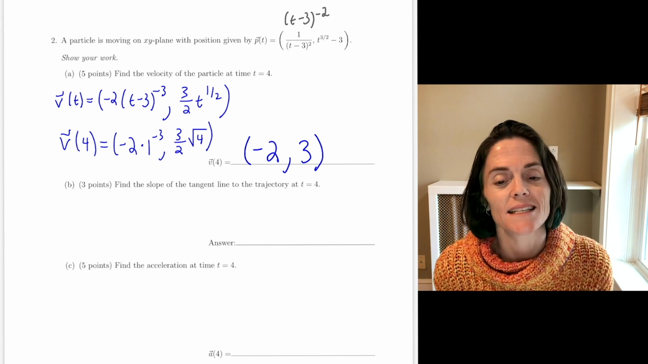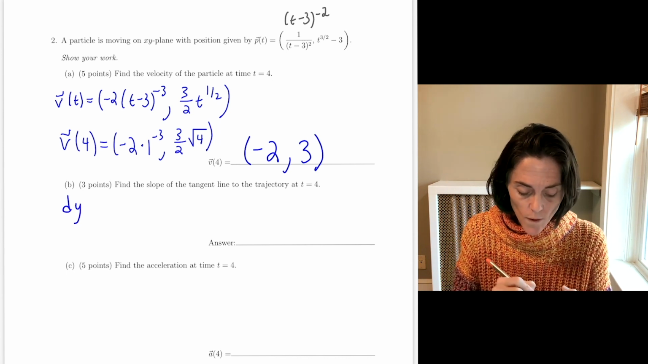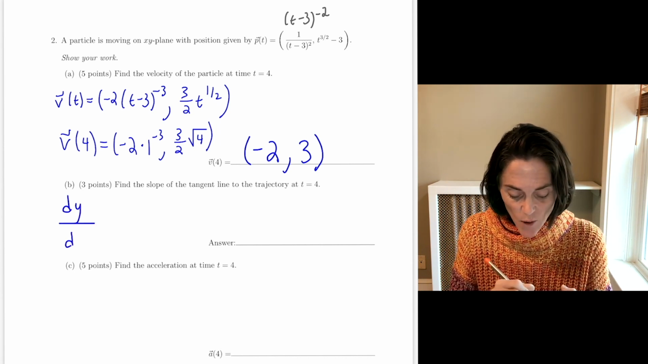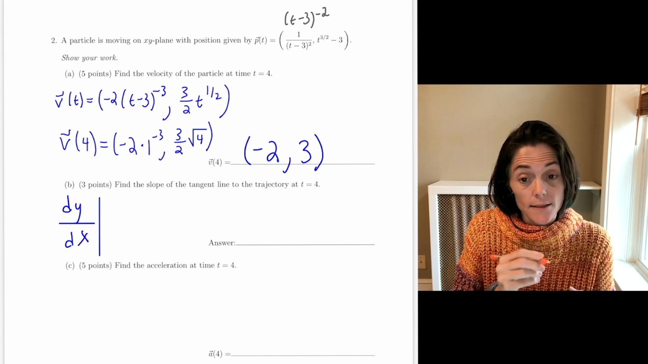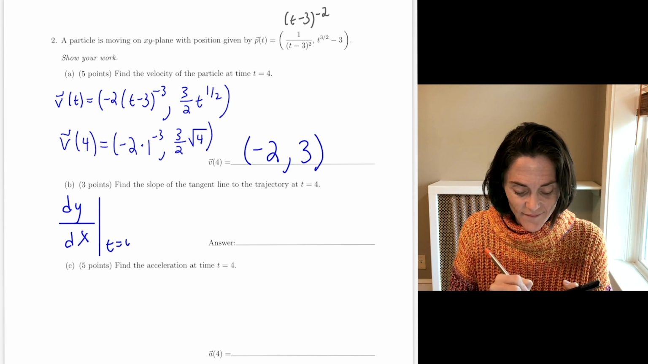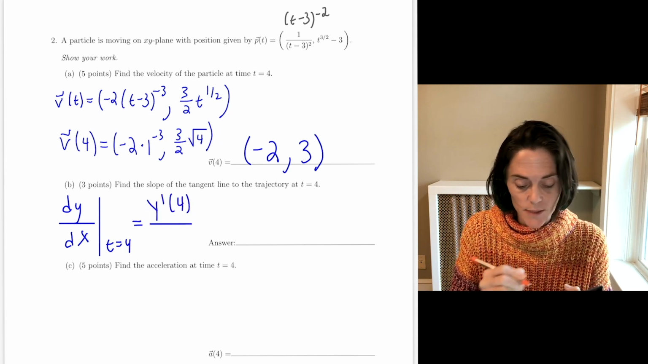Now, slope of the tangent line to the trajectory. In fact, we have everything we need. Calculation-wise, we just need to realize this. We want dy/dx evaluated at t equals 4. We know this is y prime of 4 divided by x prime of 4.